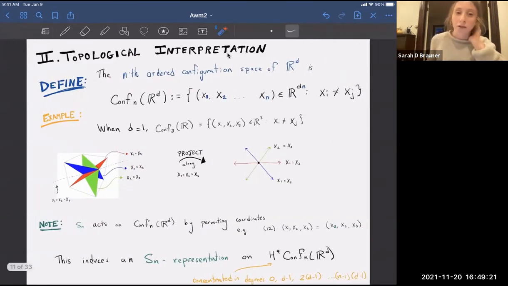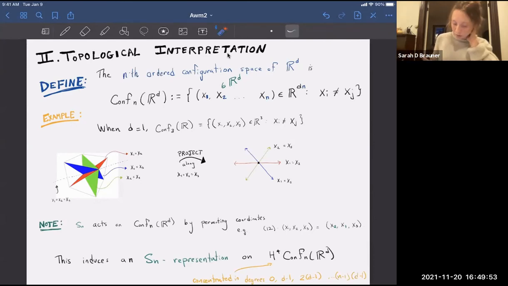So to do that, I'm going to think about configuration spaces. So a configuration space of R to the D, I'm just thinking of this as n points or n tuples. Each of these xi's lives in R to the D, and I just require that they be distinct. So for example, if D here is 1, this is exactly the complement of the Braid arrangement, because these planes are the coordinates where xi is equal to xj. Okay, and so in general, Sn is going to act by permuting coordinates.